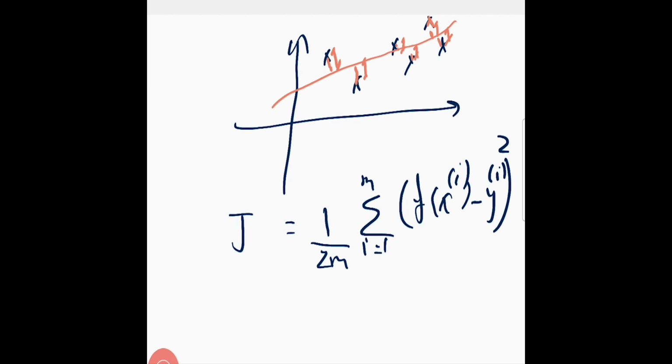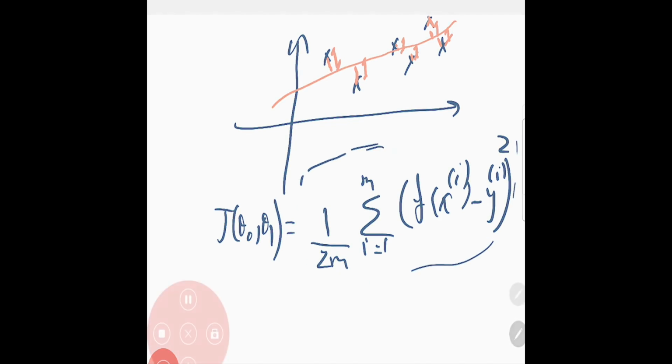So we can represent J as a function of theta 0 and theta 1 now. Or we can write it like this. So we need now to pick the values of theta 0 and theta 1 that are going to minimize this objective function. So now we can summarize what we said so far.